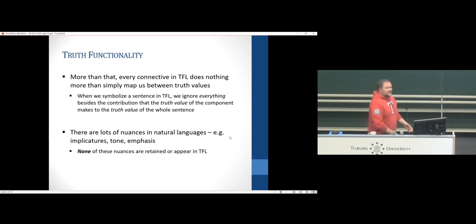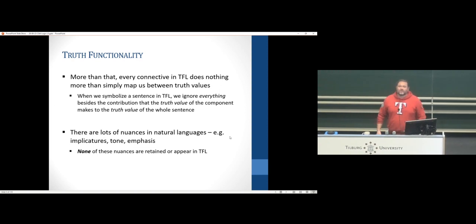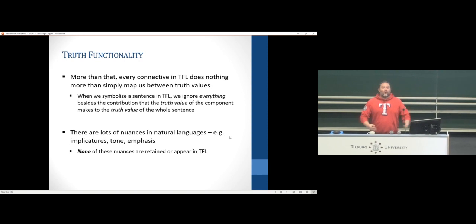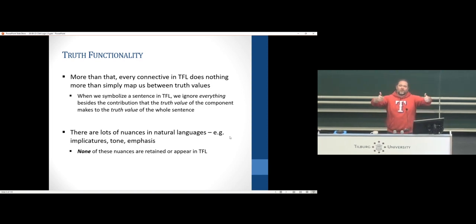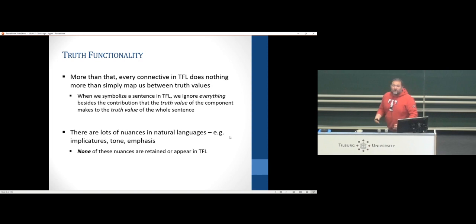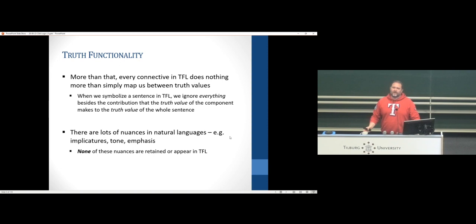This is why when we're symbolizing in TFL, we ignore everything except the contribution to the truth value. We don't care about things like meaning. We don't care about any of the nuances of natural language, like implicature or tone. We only care about, hey, does this bit indicate it probably should be on, or does this indicate it should be off, or does it impact the flow? And this is fine, because all we're interested in, again, with this tool, is just evaluating the truth functionality.